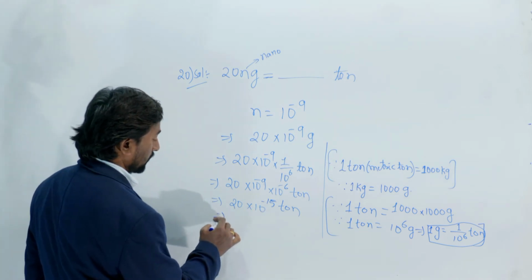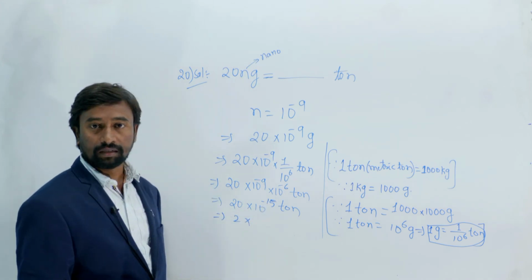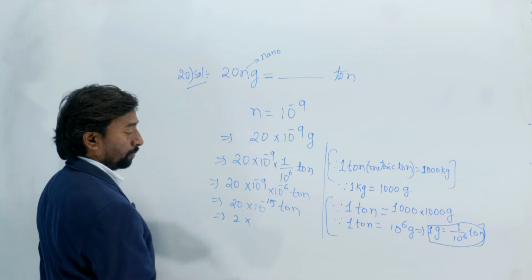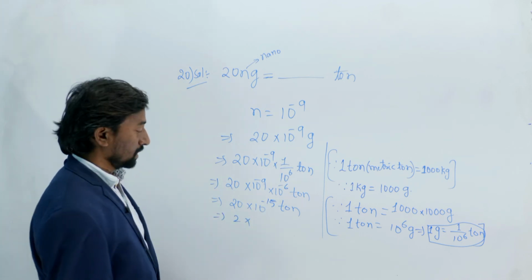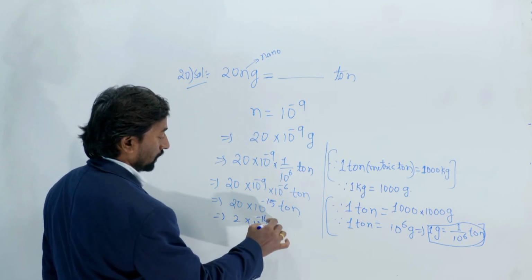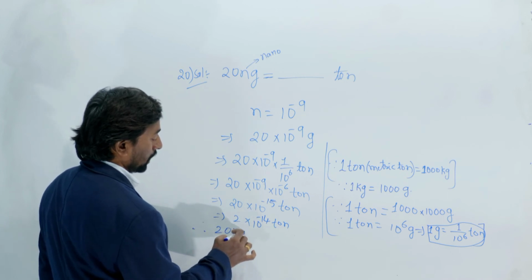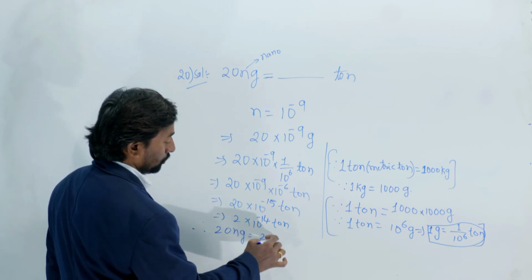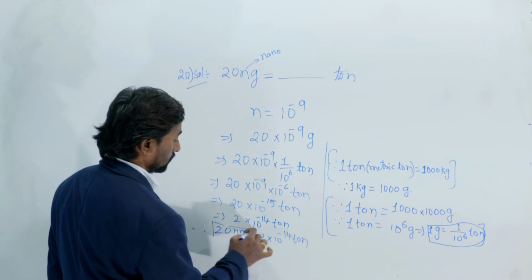Otherwise, this can also be written as 2 into 10, and 10 to the power of minus 15. So we will get 10 to the power of minus 15 plus 1, which is 10 to the power of minus 14. So therefore, 20 nanograms is equal to 2 into 10 to the power of minus 14 ton.